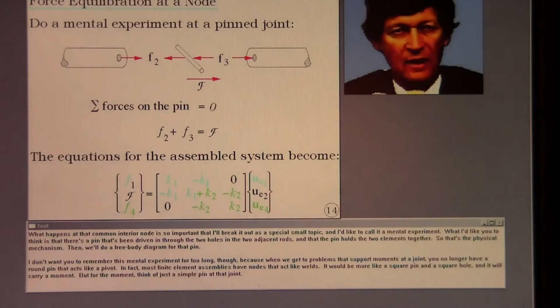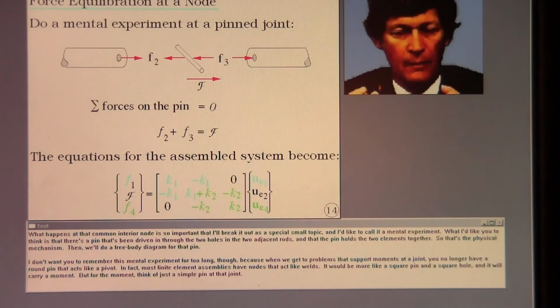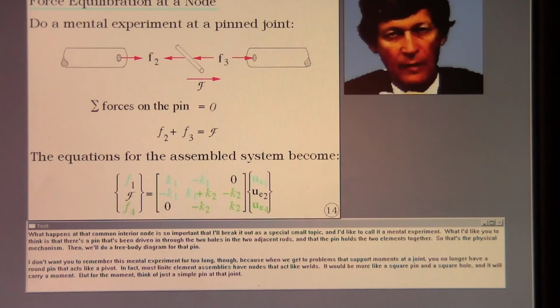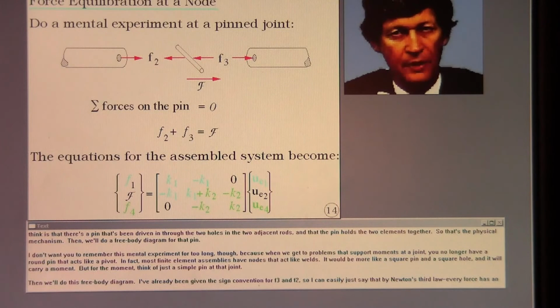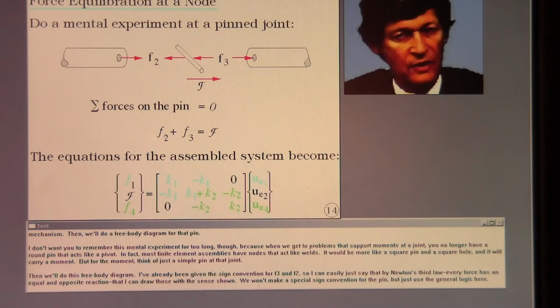What happens at that common interior node is so important that I'll break it out as a special small topic. And I like to call it a mental experiment. What I'd like you to think is that there's a pin that's been driven in through the two holes in the two adjacent rods, and that the pin holds the two elements together. So that's the physical mechanism. Then we'll do a free body diagram for that pin.